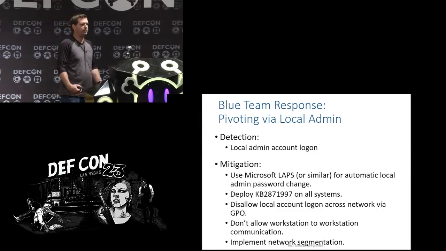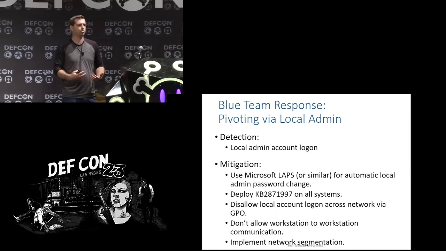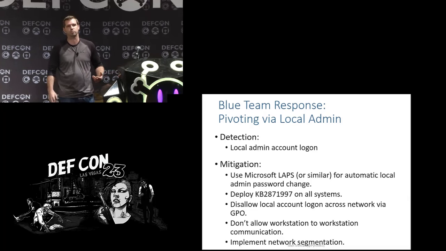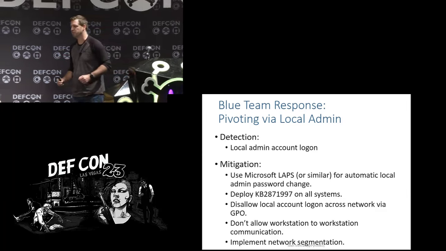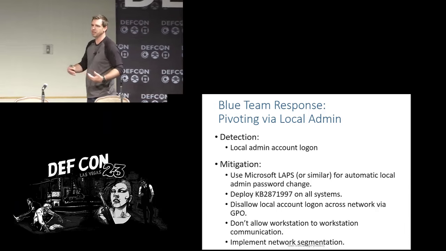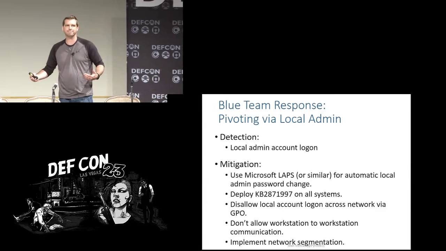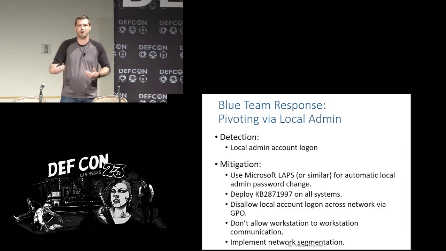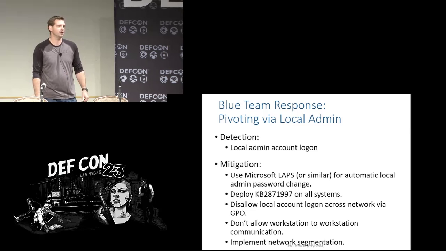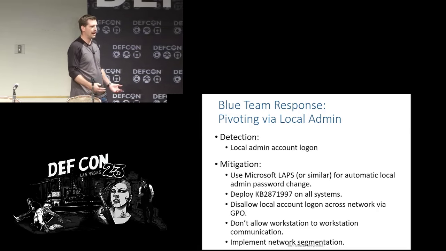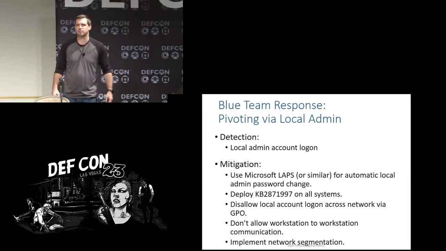As far as preventing the pivoting of an attacker once they get a local admin account, well, there's two different approaches to this, or two parts to the ultimate solution. One is making sure that password is randomized and unique on every computer in your environment. It's been a big challenge. We thought that, you know, at least group policy preferences would help us along with that. It doesn't. So Microsoft released a tool in May called LAPS. It's decent. It works. Better than nothing.